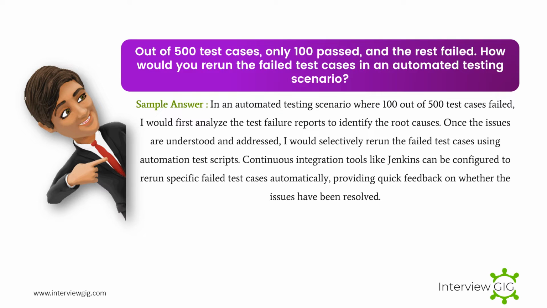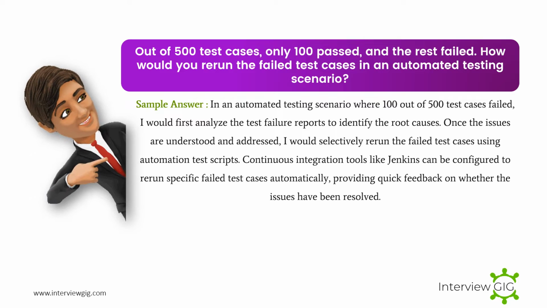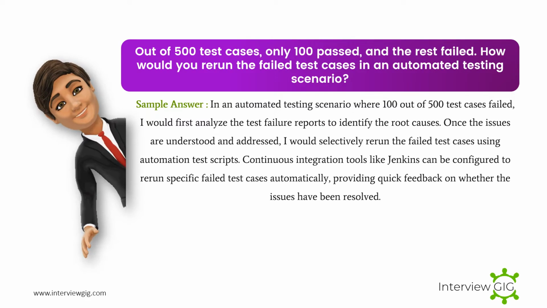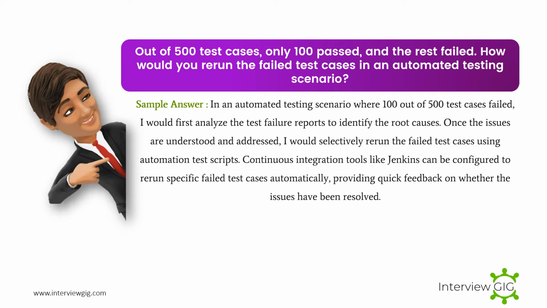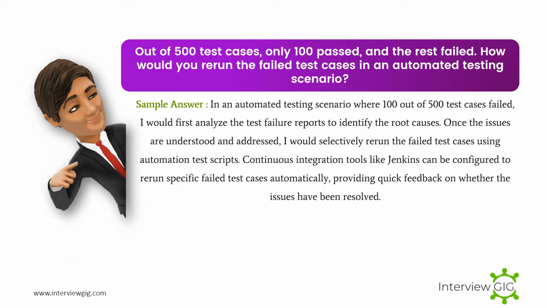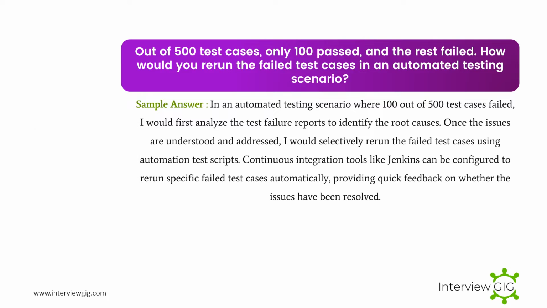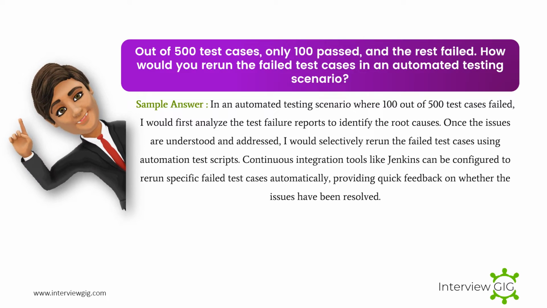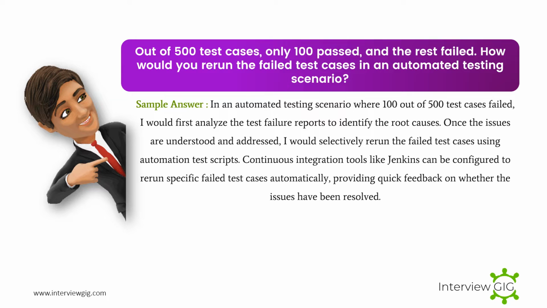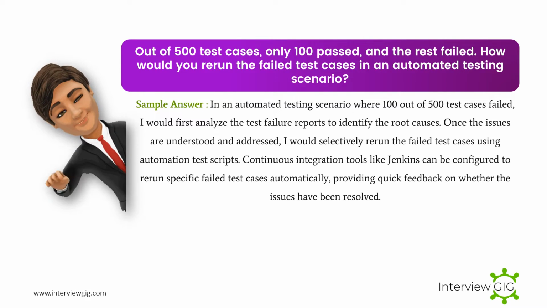Out of 500 test cases, only 100 passed, and the rest failed. How would you rerun the failed test cases in an automated testing scenario? In an automated testing scenario where 400 out of 500 test cases failed, I would first analyze the test failure reports to identify the root causes. Once the issues are understood and addressed, I would selectively rerun the failed test cases using automation test scripts. Continuous integration tools like Jenkins can be configured to rerun specific failed test cases automatically, providing quick feedback on whether the issues have been resolved.